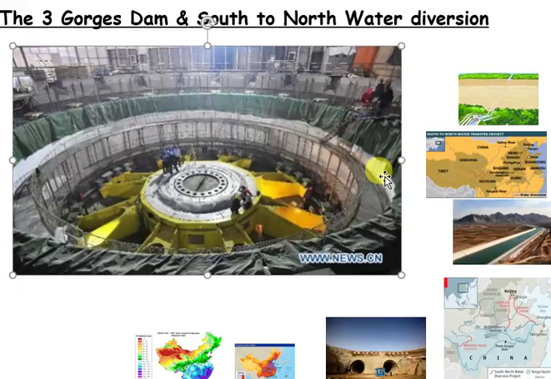Other benefits. It increases shipping capacity on the Yangtze River. So it's got a series of locks and sluices, so ships, really large ships, can get up and down the river. Another benefit is that it reduces and controls flood risk further downstream. Yep. You can choose when to open the gates and spin the turbines and when to close them.